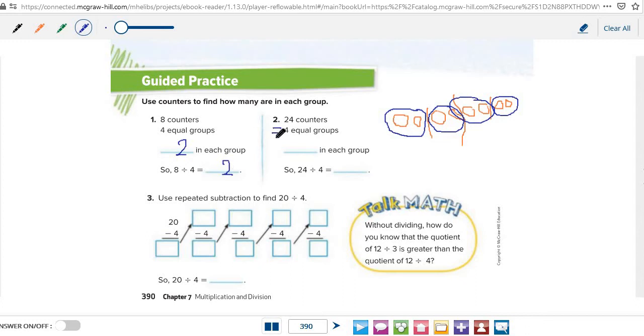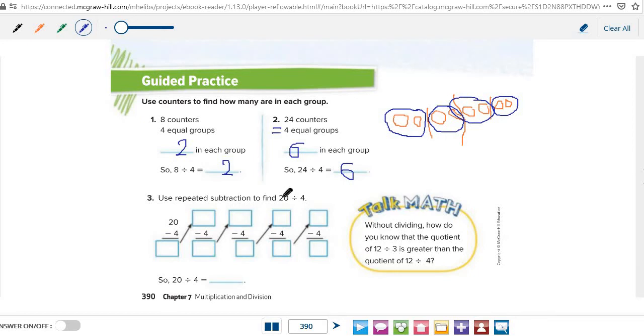The same for question number 2. You can solve it the same way. 24 counters divided into 4 equal groups. We will get 6 in each group. So 24 divided by 4 equals 6. Let's solve question number 3.